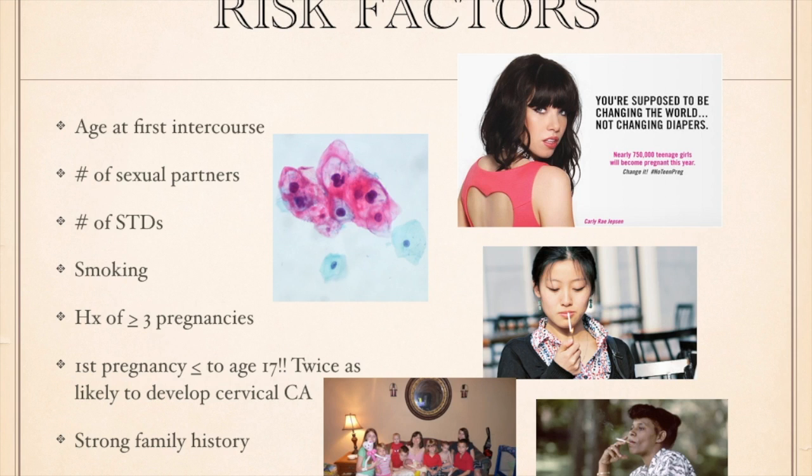And then other things include a strong family history of cervical cancer and then DES exposure. Now, I mentioned DES exposure in week 1. You probably forgot about it, but we used to give that to women to prevent miscarriage. Unfortunately, it caused cervical, vaginal, and vulvar cancers in the offspring.